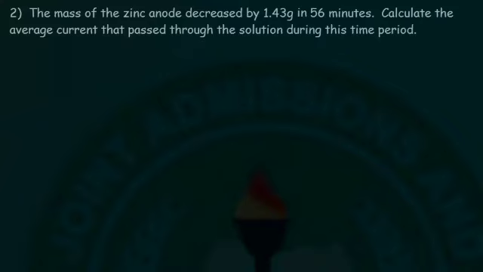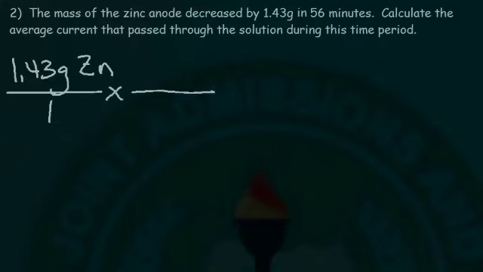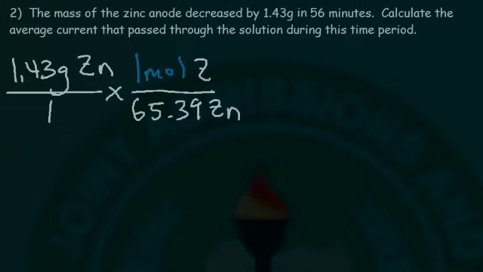So let's start with 1.43 grams of the zinc anode. And let's convert it into moles. The molar mass of zinc, let me consult the periodic table, is about 65.39. So there are 65.39 grams of zinc per 1 mole of zinc atoms. That's what I meant to say. Now we need to convert moles of zinc into moles of electrons.